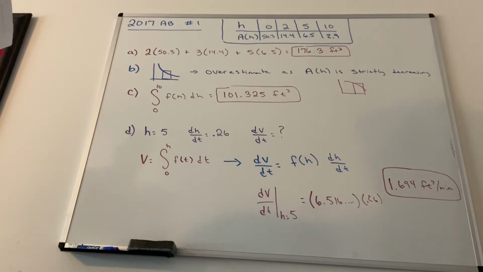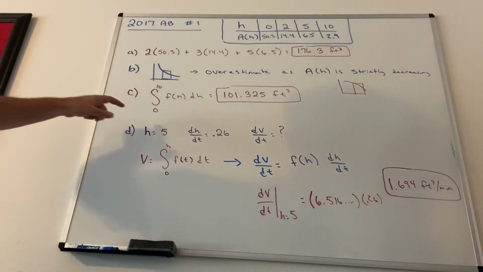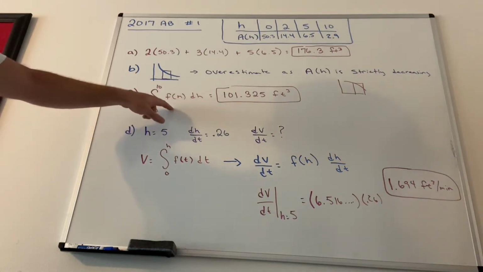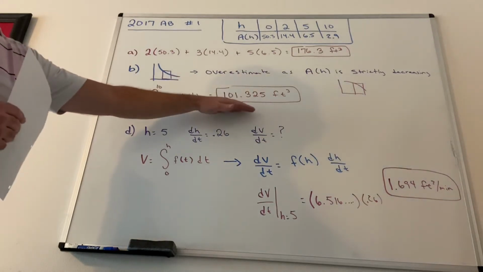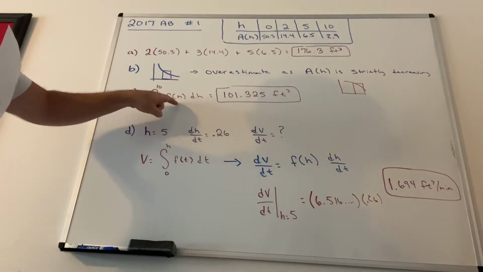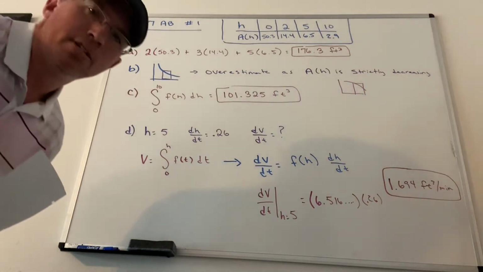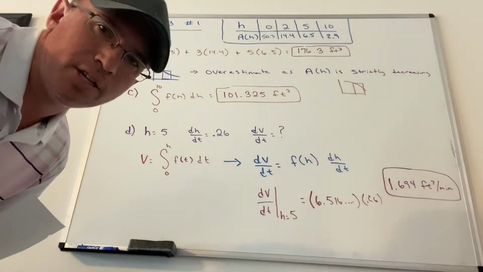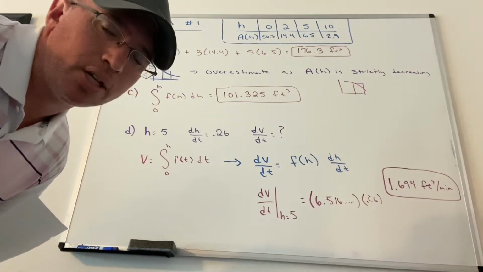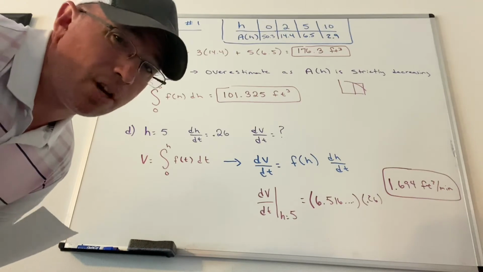Okay, and again, if you want to go from area to volume, you have to integrate. And it says the tank is 10 feet tall. So I'm integrating from 0 to 10 of f of h dh. And that's what I get right there. That's just like plugging into your calculator. And I know the test isn't a calculator test anymore, but it's still probably a good idea to see if you can use your graphing calculator.